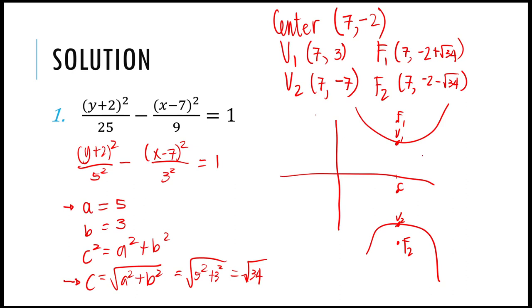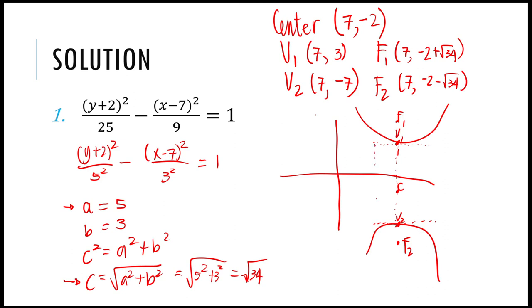Ano pang kulang natin? Okay, asymptote. Para ma-drawing po si asymptote, kailangan nating i-drawing muna yung auxiliary rectangle. Yung auxiliary rectangle ay A and B. Alam na natin na yung A, ito yun. Ayan, ito yung A, vertex to vertex. Nasaan si B? Mula kay vertex, mag-measure ka ng B, which is 3 units. Mag-measure ka din ng B, 3 units. Ganon din kay vertex 2, 3 units, 3 units. And then, madodrawing mo na yung rectangle.